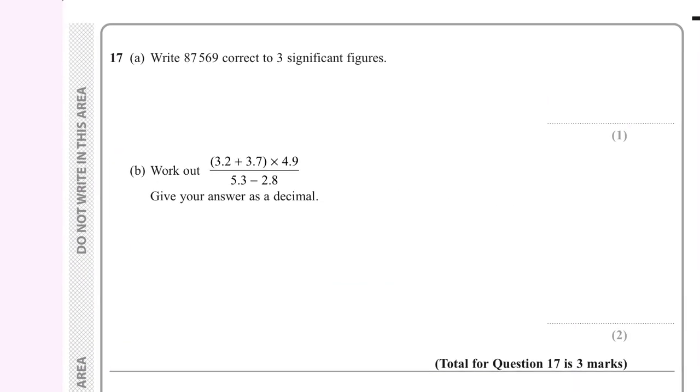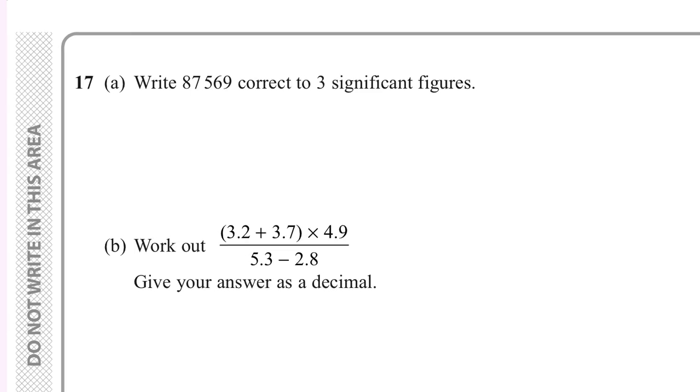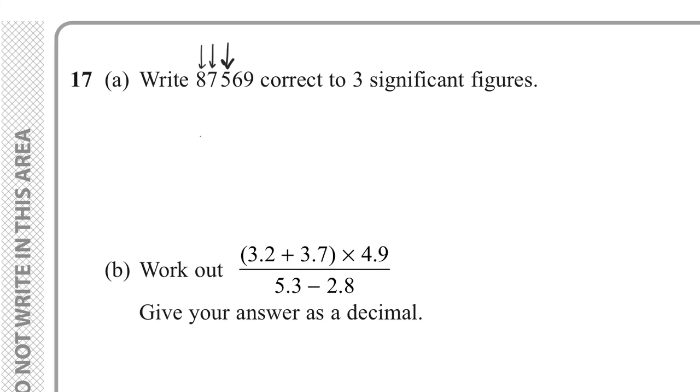Right, some quick ones now, rounding it to 3 significant figures. So the first significant figure is this one, second is this one, third is this one. Okay, so it's the third one along that's not 0. So we're just going to look at it. So it's going to be the 8 and the 7 will stay the same.